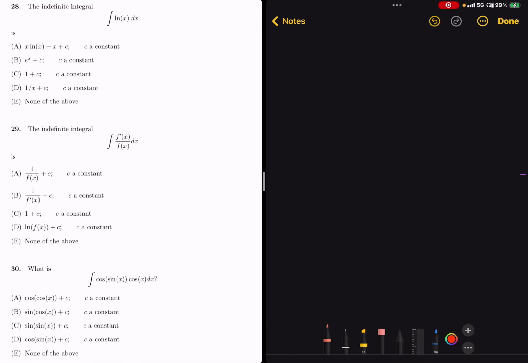So we'll have a look at some more questions. These come from a 2014 Calculus 1 university paper. So we have question 28. For question 28, we're asked for the indefinite integral of the natural log of x dx.